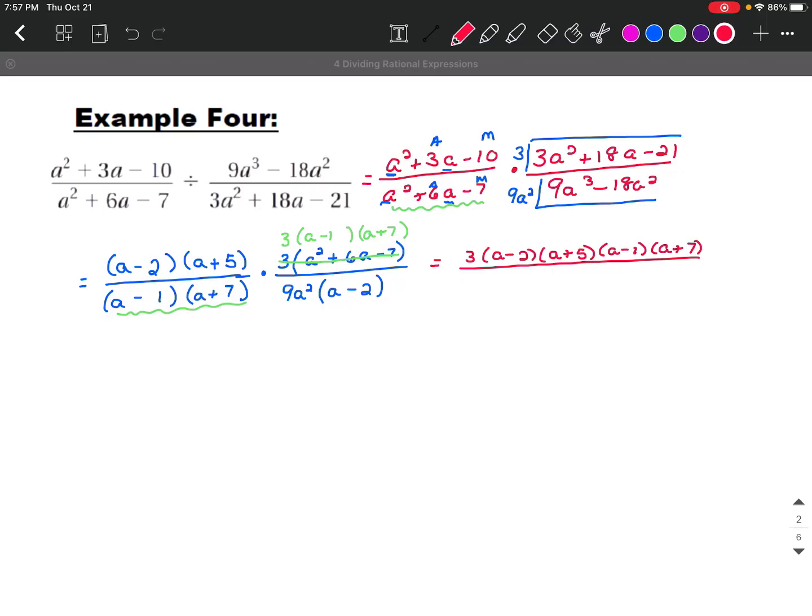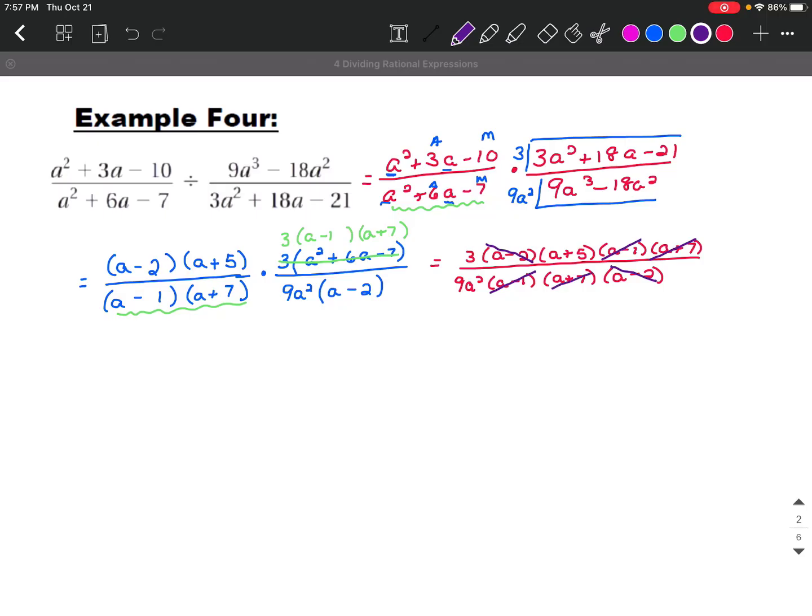All over. Now we're going to write everything that's in the bottom. An a minus 1, an a plus 7. I'm going to bring that 9a squared to the front since it's not in parentheses. And then an a minus 2. Now we're going to look to simplify. Do we have any exact matches? I see an a minus 2 in the top and in the bottom. I see an a minus 1 and an a minus 1. I also see an a plus 7 and an a plus 7.